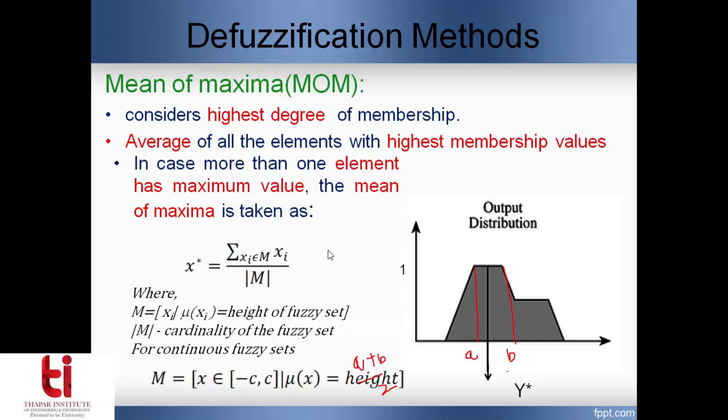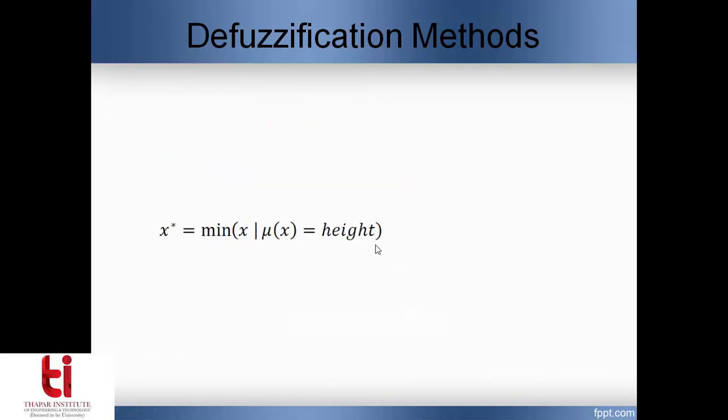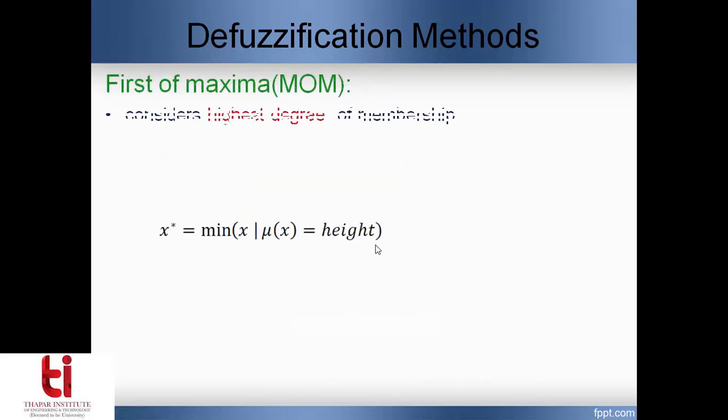Okay. So this is again quite easy, and this gives me a reasonable measure of the crisp output. It is more distributed, I can say, than the height method. So it gives better results as compared to the height method. It is both preferred. Next, we have first of maxima.